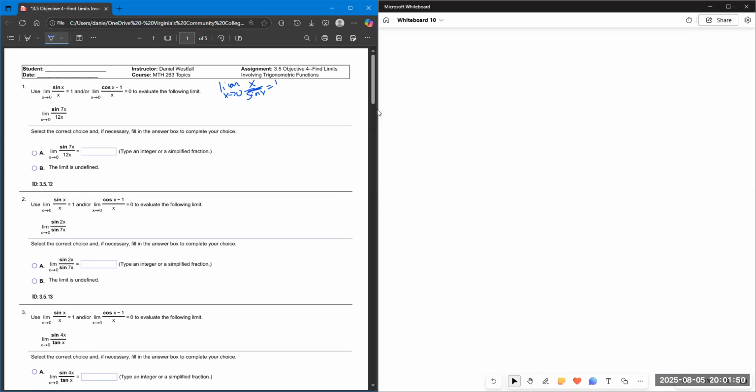So the reciprocal works. For the second one, limit as x approaches 0 of cosine x minus 1 over x equals 0. That one can also be limit as x approaches 0 of 1 minus cosine x over x equals 0. Order of subtraction doesn't matter to get 0. You cannot take the reciprocal of 0 and still get 0. You can take the reciprocal of 1 and still get 1.